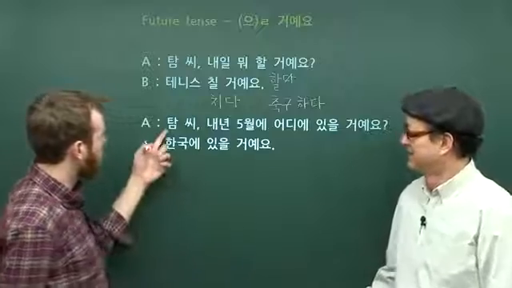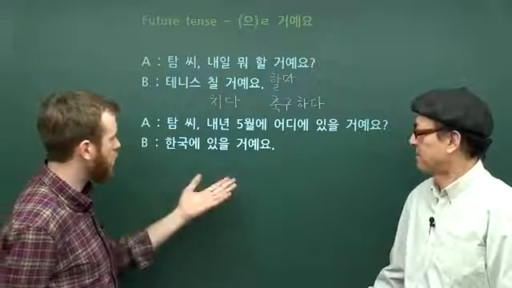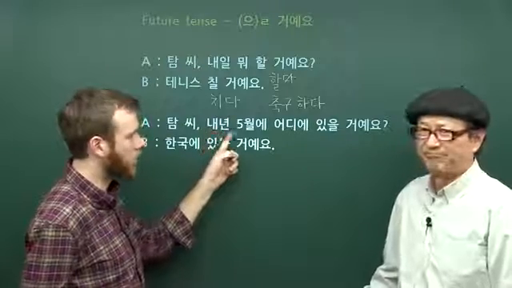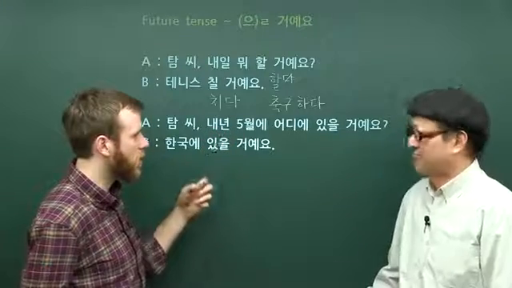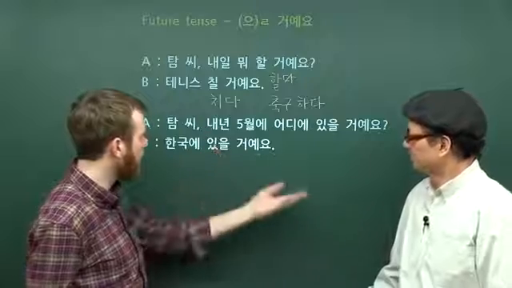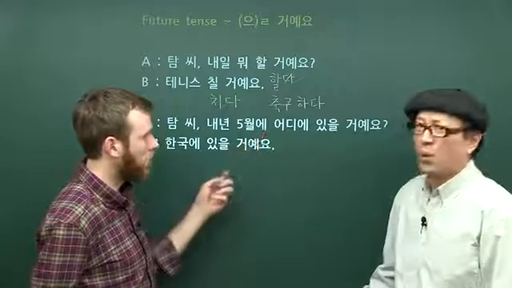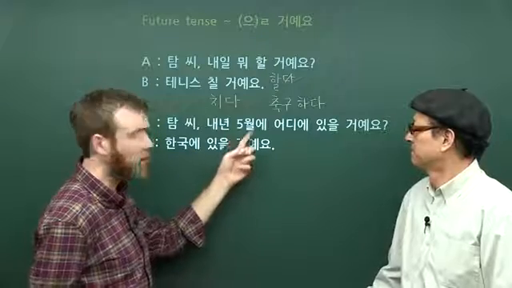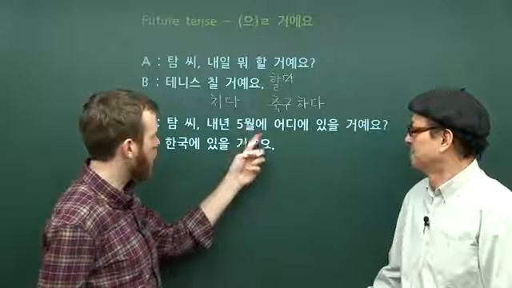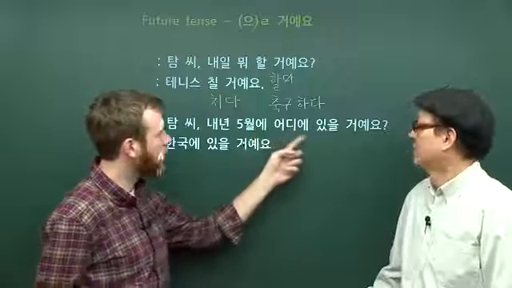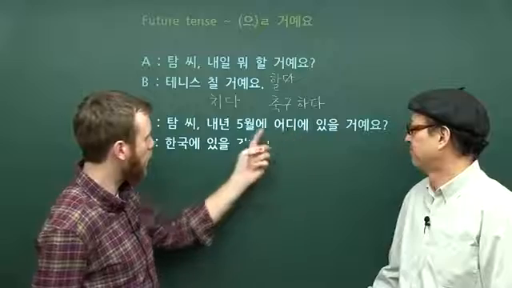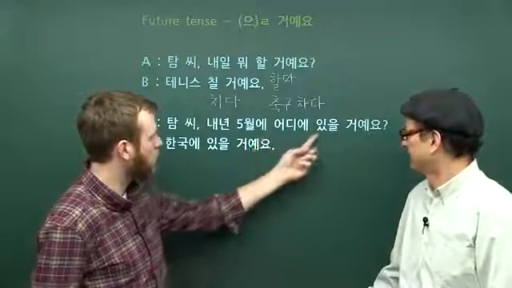So again, we're asking Tom a question about the future, but this time 내년. 내년 means next year. 년 by itself means year. So 내년, next year. 5월, May. So the fifth month, May, our time marker. 어디, where, our place marker in this case. So 에 and 에 we're using 2 times.